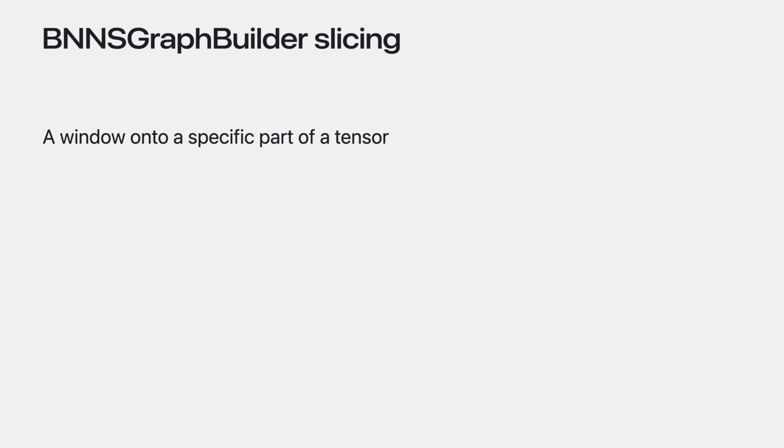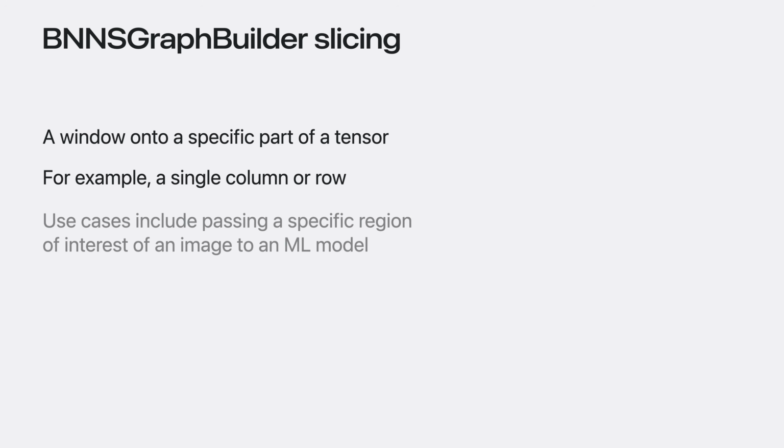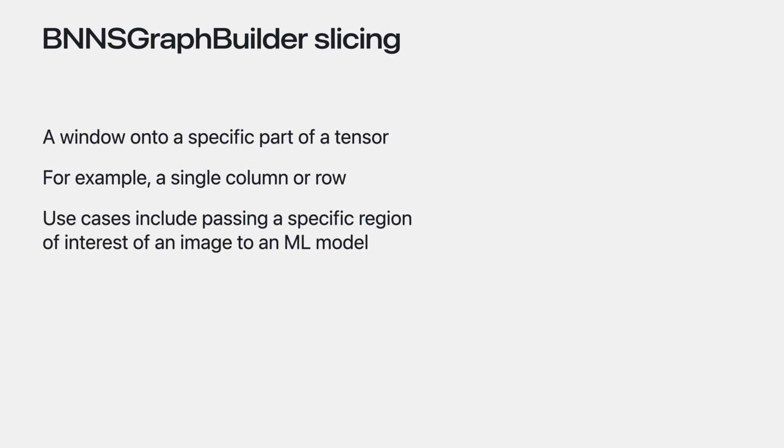Let's now take a look at BNNS Graph Builder's approach to slicing. That is selecting parts of a tensor. And this too will be very familiar to Swift developers. A slice is effectively a window onto a specific part of a tensor. For example, a slice may be a single column or row of a matrix. The great thing about BNNS Graph is that it treats slices as references to existing data, without the overhead of copying that data or allocating more memory.